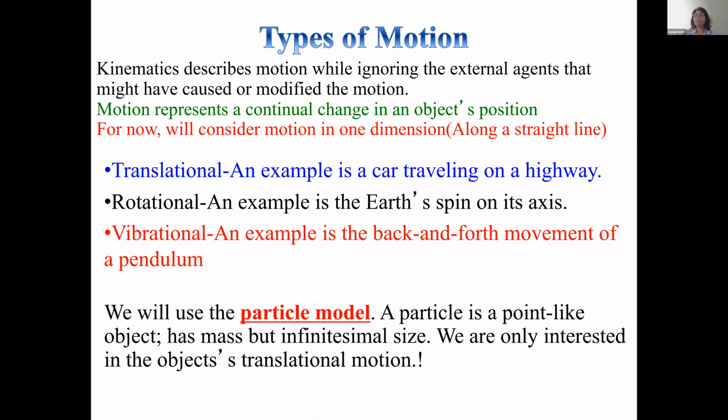In addition to that, everything that we discuss in this class is basically about what we call the particle model. That means we're going to work with a point-like particle, or an object that is very small in size and maybe also very small in mass. We're going to just consider point-like objects throughout your class. That is called the particle model.